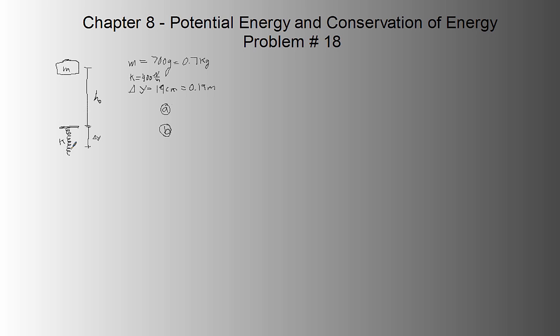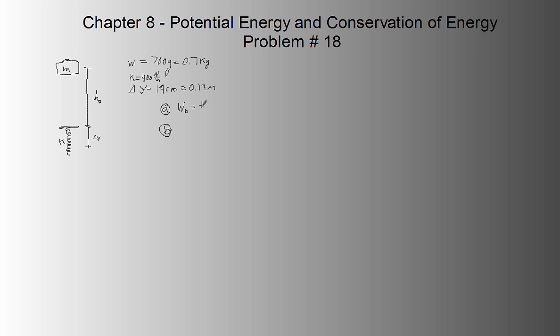The work done on the spring by the block is positive because the block pushes down, the spring goes down. They're in the same direction. So the work done by the block on the spring is, again, equal and opposite.